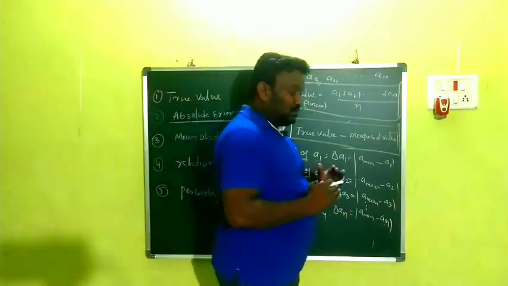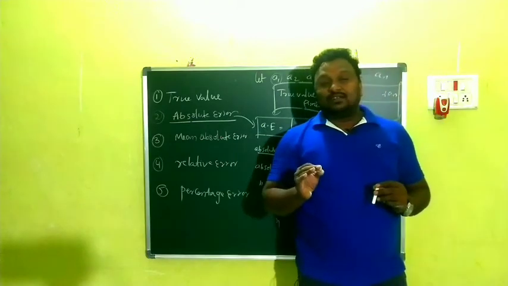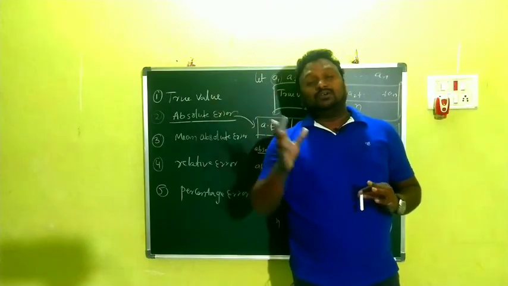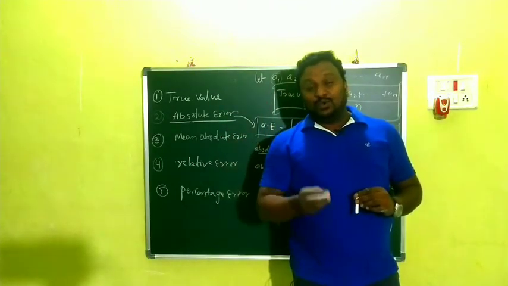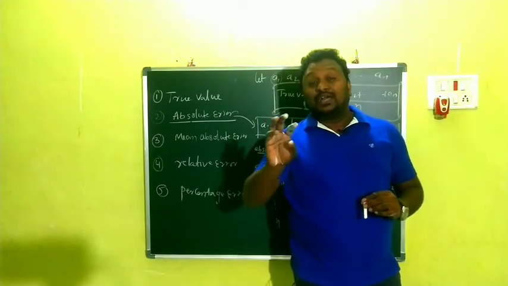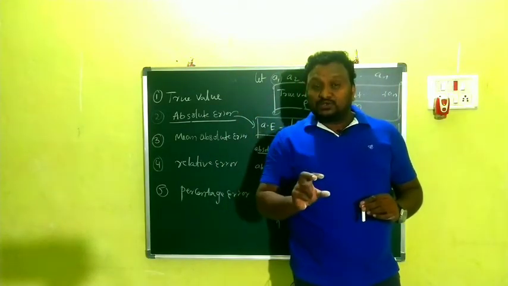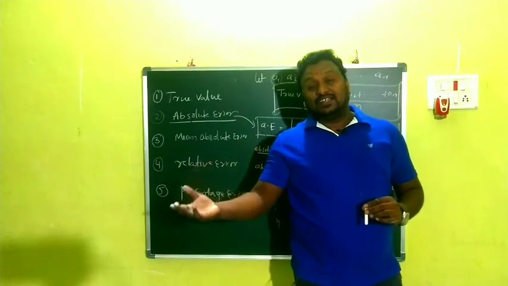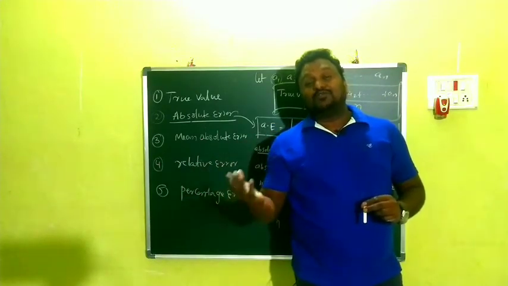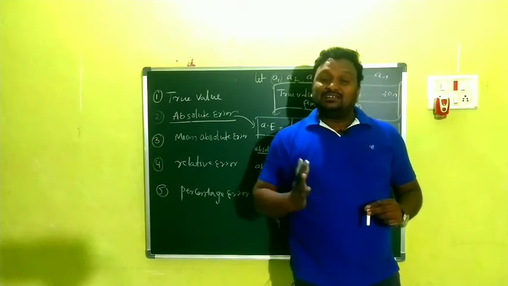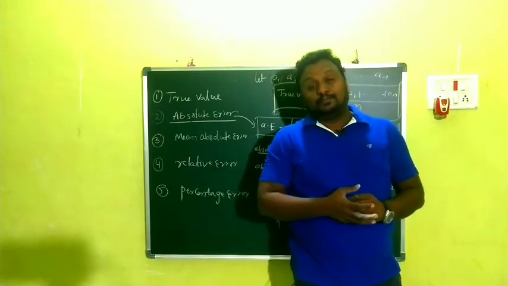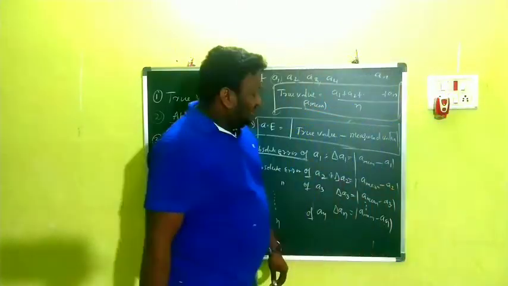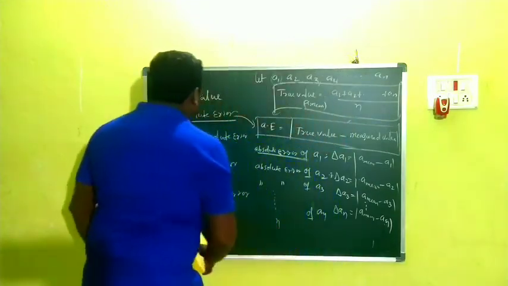So we have to observe here: what is A1? The measured value. What is delta A1? The absolute error of A1. And what is A2? The second measured value. Its absolute error is delta A2. The third one is A3, delta A3, and the fourth is A4, delta A4, A5, delta A5, and so on, AN, delta AN. Clear? So this is about the absolute errors. Very simple. Next thing here, what to write?